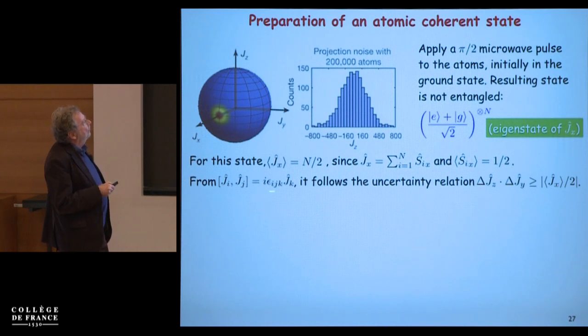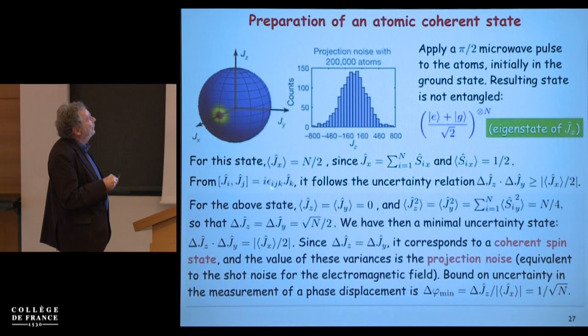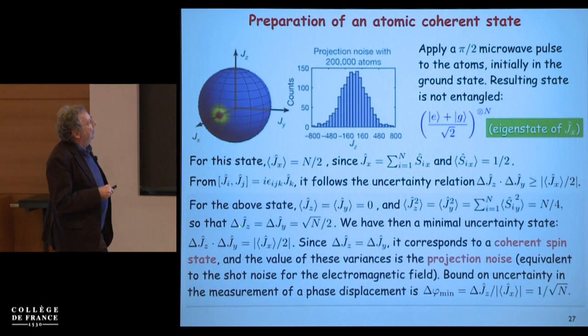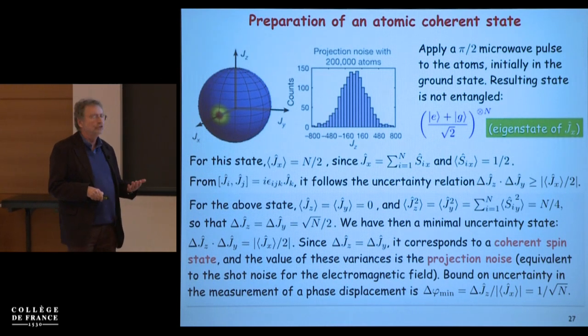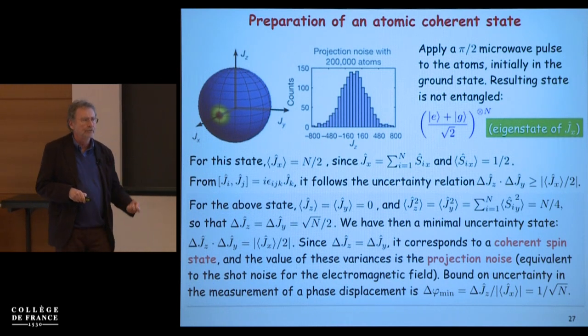And also from the commutation relations between the components of J, we have this uncertainty relation here. And for this state, it's easy to show that the standard deviations of Jz and Jy are equal to square root of n/2. And therefore, this uncertainty relation is satisfied as an equality. Okay? So this corresponds to a coherent spin state. And the value of these variances is called the projection noise, which is the equivalent of the shot noise for the electromagnetic field when you are measuring atoms.